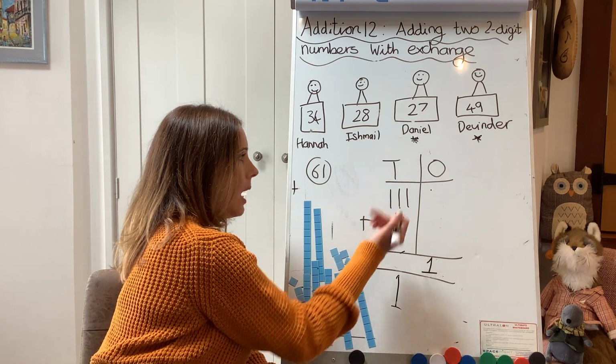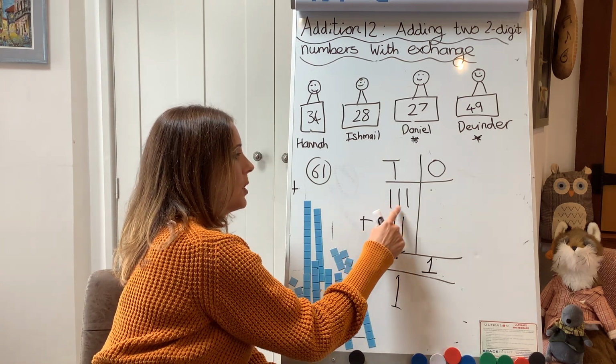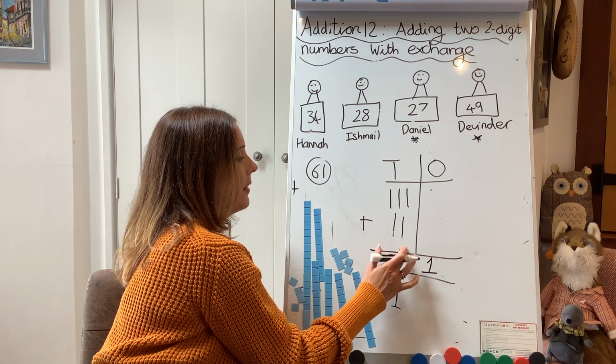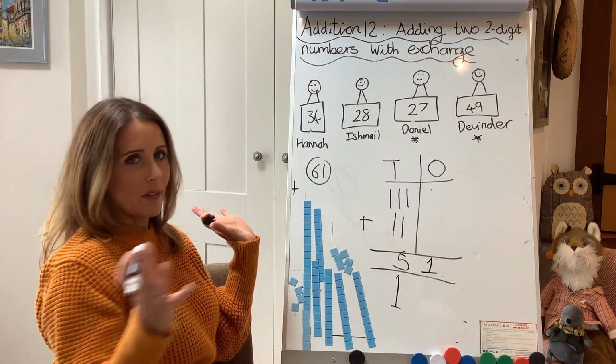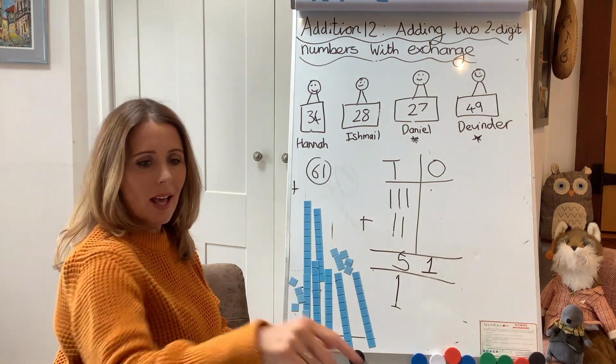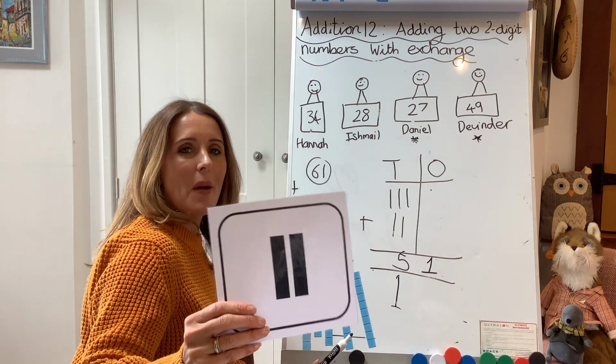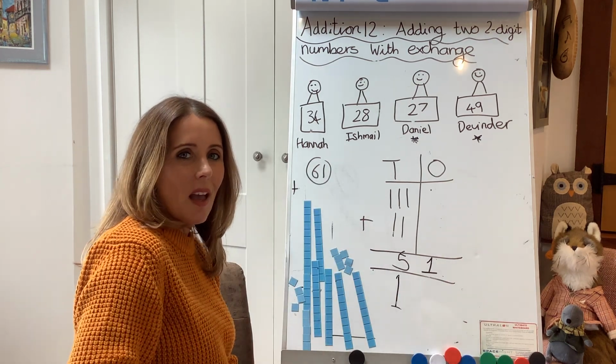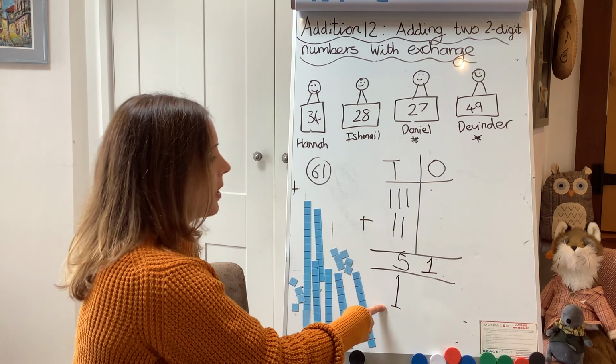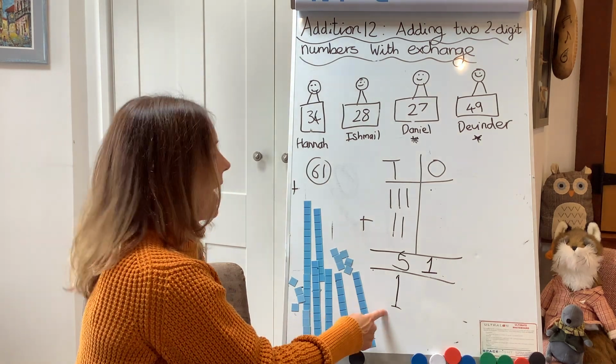Now I can add my 10s. 1, 2, 3, 4, 5, so I've got 5 10s, which is 50, 51. What mistake have I made there? Pause it, talk about that. Okay, what have I done? I've forgotten to add on my 1 10 there.